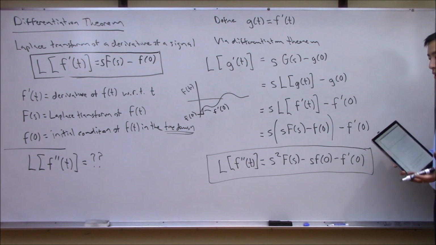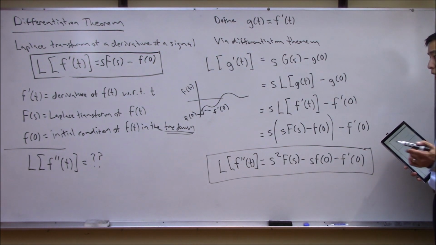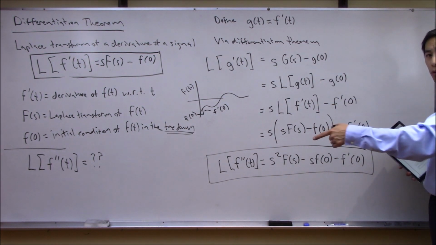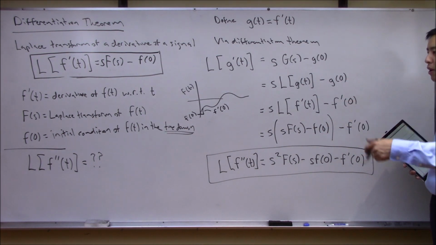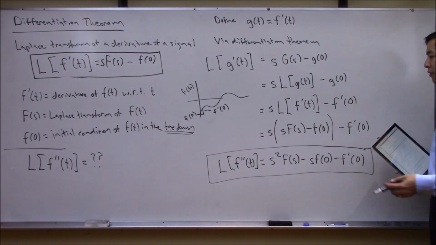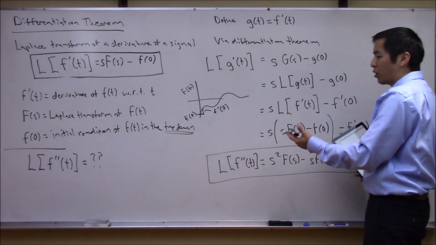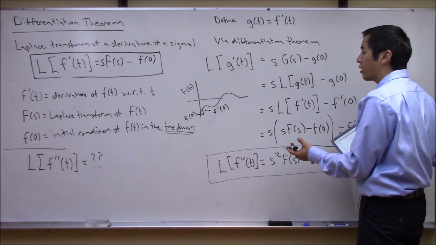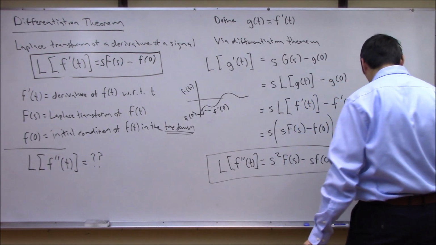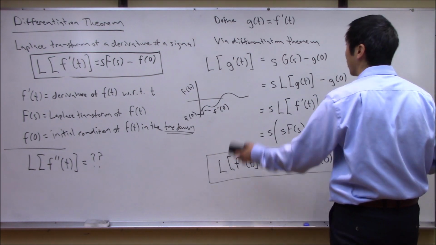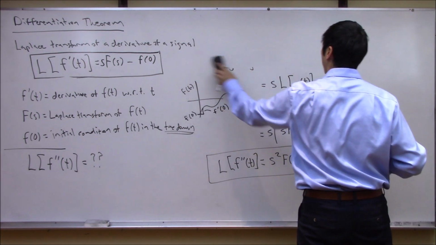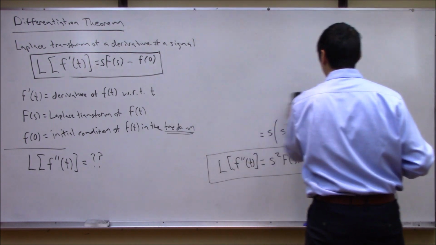That being said, I think you get the pattern at this point. You could just keep doing this for f triple prime or f quadruple prime or f5 prime, an arbitrary number of derivatives. You just keep doing this, and pretty soon by induction you'll get the pattern, and you can actually write it out. Let me just write out what the general formula is for the differentiation theorem, because I think that will wrap all of this up nicely here.